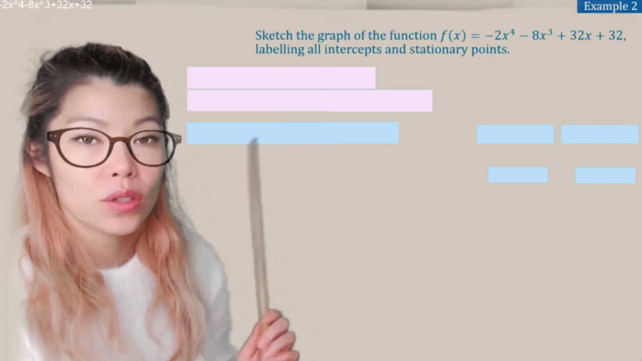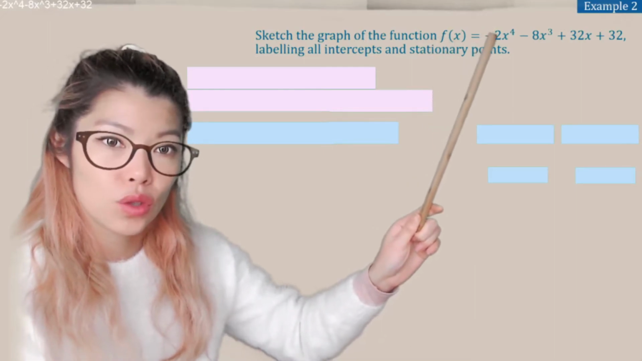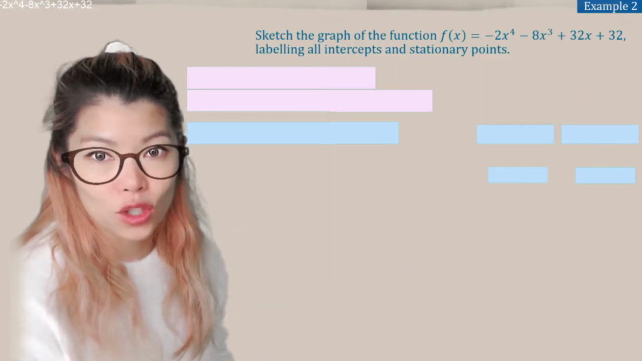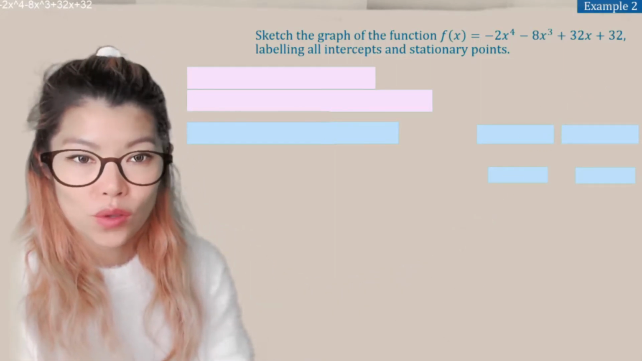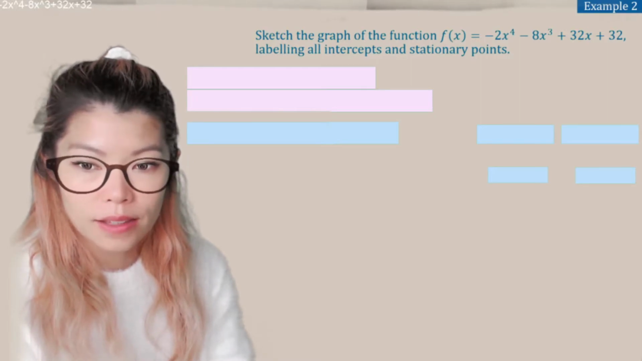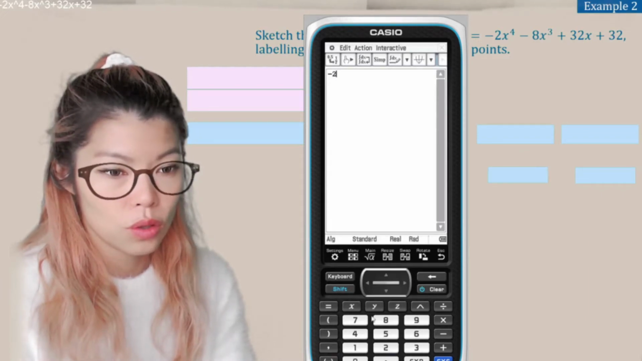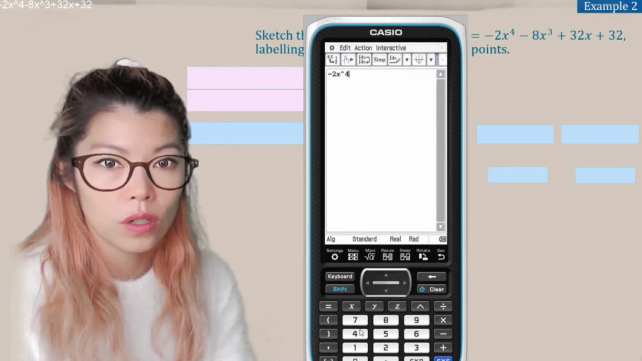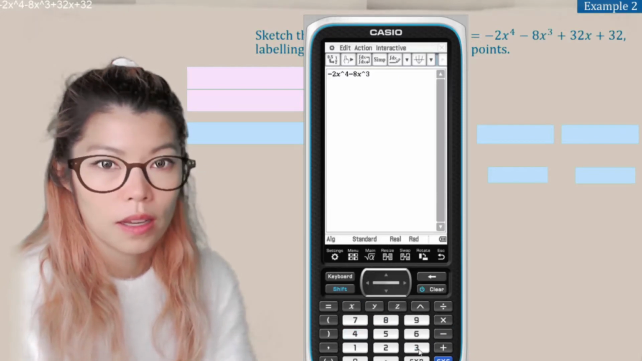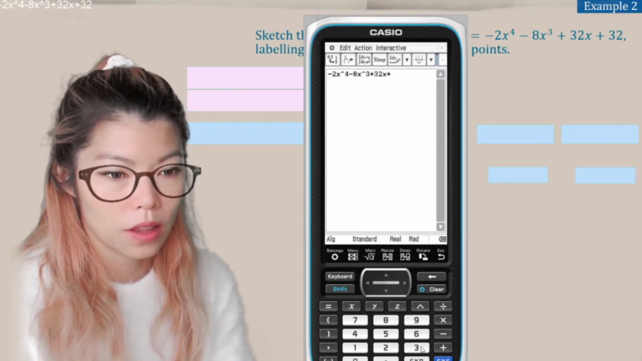Last example, and we're going to use the CAS for this one. Sketch the graph of the function f of x equals -2x to the power 4 minus 8x cubed plus 32x plus 32. So how do we do that? To find the x and y intercepts, let's bring out our CAS. Okay, so let's type the expression, -2x to the power 4 minus 8x cubed plus 32x plus 32.